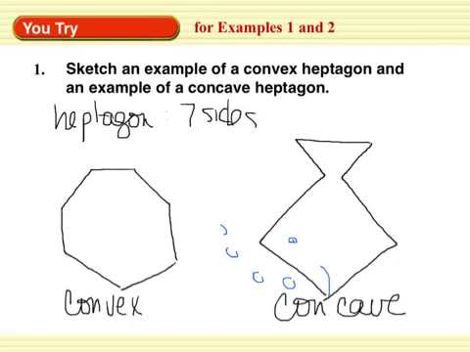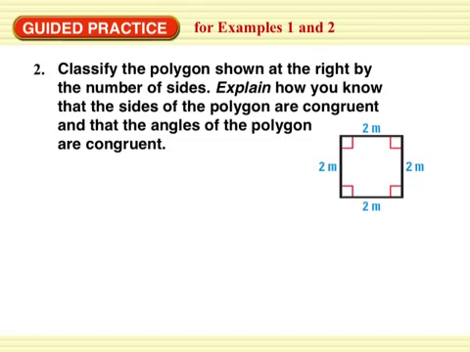It's concave, and again, my silly things, I always could remember concave because you're always going to have a cave. One of the sides would go in, like a cave would go in. Alright, guided practice. Classify the polygons shown at the right by the number of sides. I have 4 sides, so it's a quadrilateral.